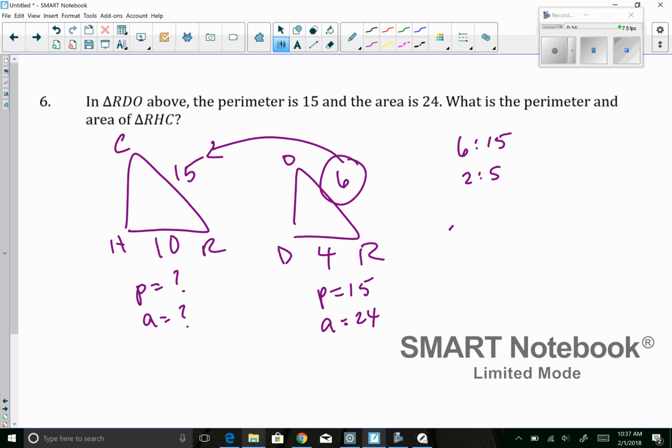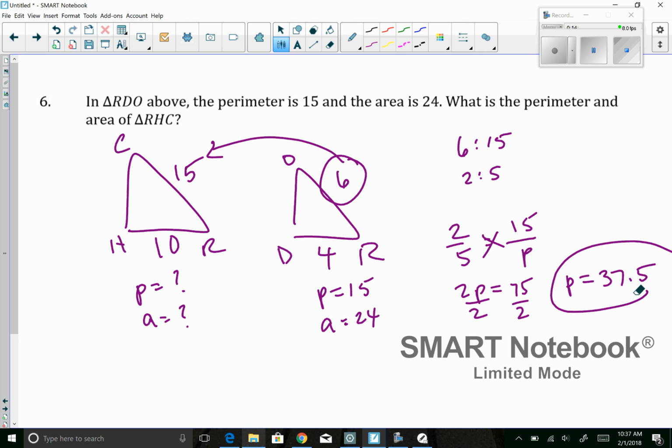So I can say 2 to 5 is the same thing as 15 to the perimeter. Cross multiply, 2 times the perimeter is equal to 75, divide by 2, and I see that the perimeter of that larger piece is 37.5. If you didn't reduce your ratios, it's not wrong. The only reason why I reduced the ratio here for the sides and perimeter is because I'm eventually going to need that reduced ratio to figure out the ratio for the areas.